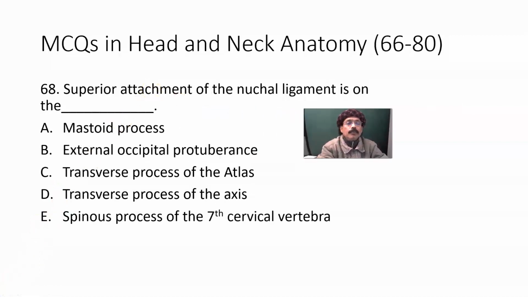Then, the superior attachment of the nuchal ligament, we also call it ligamentum nuchae, is on what? Mastoid process, external occipital protuberance, transverse process of the atlas, transverse process of the axis, spinous process of the seventh cervical vertebra. The answer should be external occipital protuberance. B is the answer. B for boy.